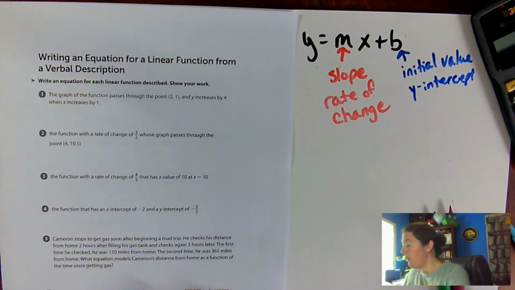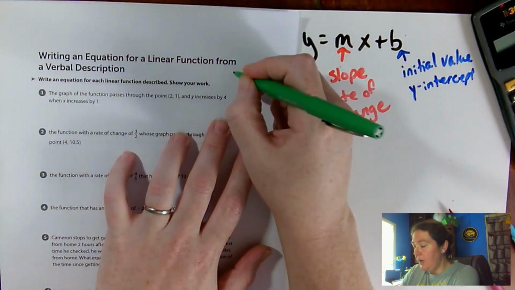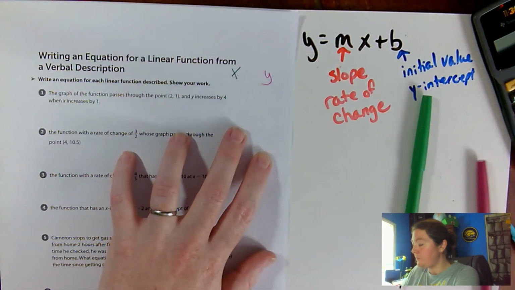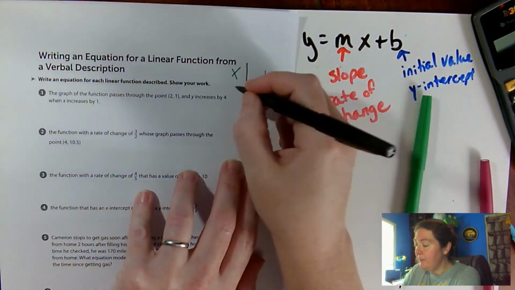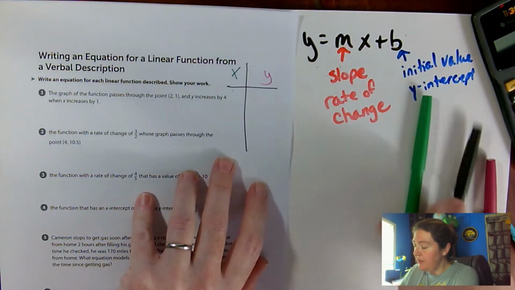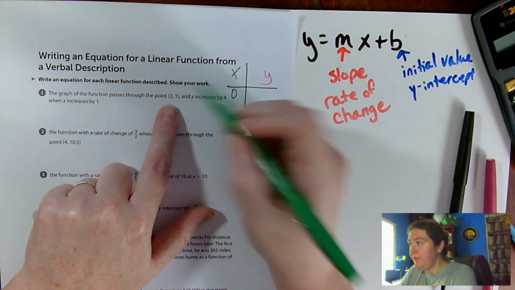Alright, so number one says the graph of the function passes through point 2, 1, and y increases by 4 when x increases by 1. The easiest thing that I can do is to make a table. I'm going to say x and y. I need my y-intercept. So I need the point where x is 0. They give me this point right here. They give me 2, 1.